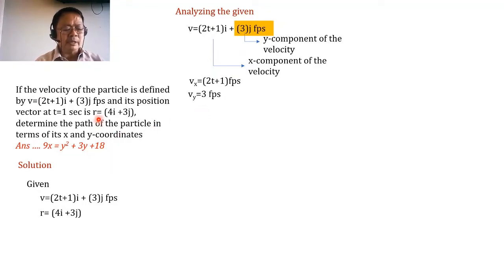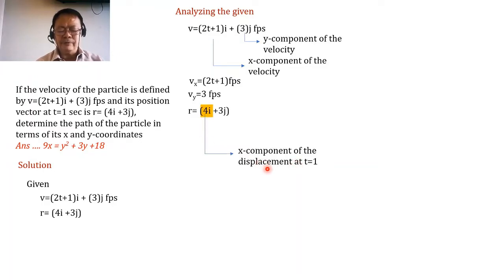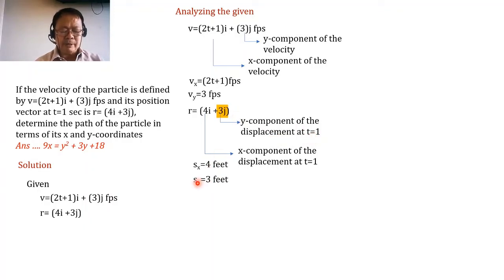Ganon din when we are analyzing this position vector r, which is given as 4i plus 3j. It follows therefore that this form is the x component of the displacement at t equals 1 second. Hence, we can say that this is our s sub x, which is equal to 4. And that this component of the position vector 3 will serve as our y component of the displacement at t equals 1 second. And we may write it as s sub y equal to 3 feet. So that if after you have analyzed from here, masosolve natin yung problem, di ba?